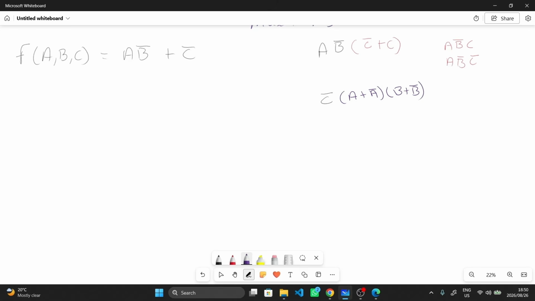And then maybe if we multiply this, we will get something like this as well: a complement b complement c complement. So you see they are repeating. If they are repeating, you just keep one, so you don't have to include both.